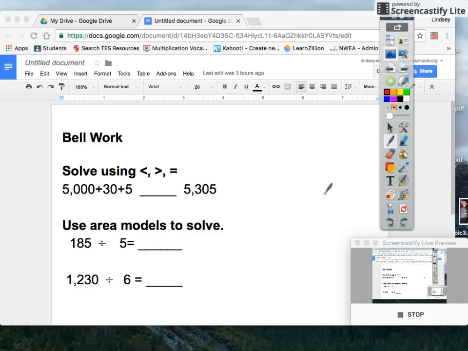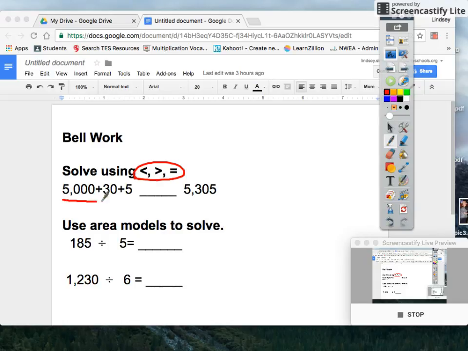Our first problem says solve using this less than, greater than, or equal sign. What is another name for the greater than, less than, or equal sign? It's called an inequality. Remember? Y'all remember that? Yes, ma'am. Okay, last year. All right, y'all say it. Inequality. So these are called inequalities. You've seen that on a couple of your assignments where it says solve the inequality. That's the greater than, less than, or equal sign.